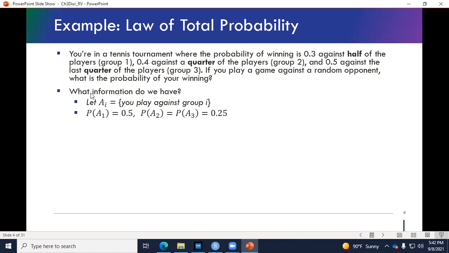So the probability you meet group 1 is 0.5, and for group 2 and group 3, each has a quarter of the players. So the probability you play against group 2 and group 3 is each 0.25.